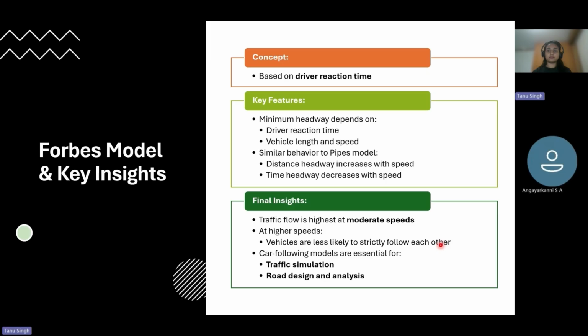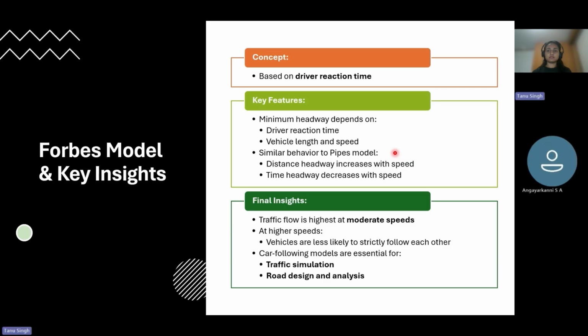This model is based on the concept of driver reaction time. It assumes that when the leading vehicle slows down, the following driver needs some time to perceive the situation and then react. So the minimum headway depends upon the driver reaction time, vehicle length and speed. The results from the Forbes model are quite similar to the Pipes model. It also shows the distance headway increases with speed, while time headway decreases.